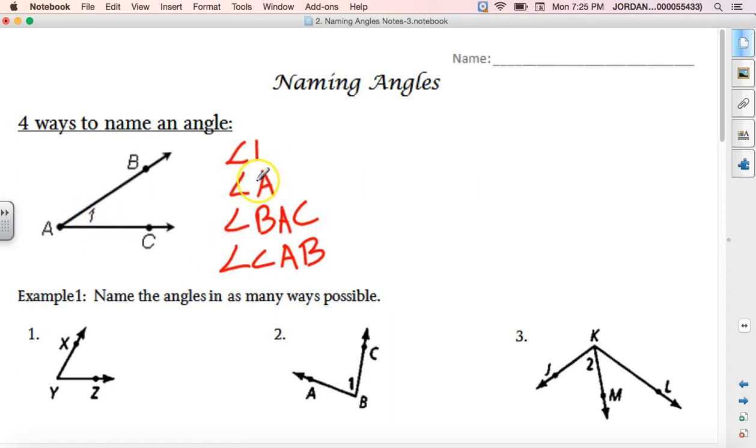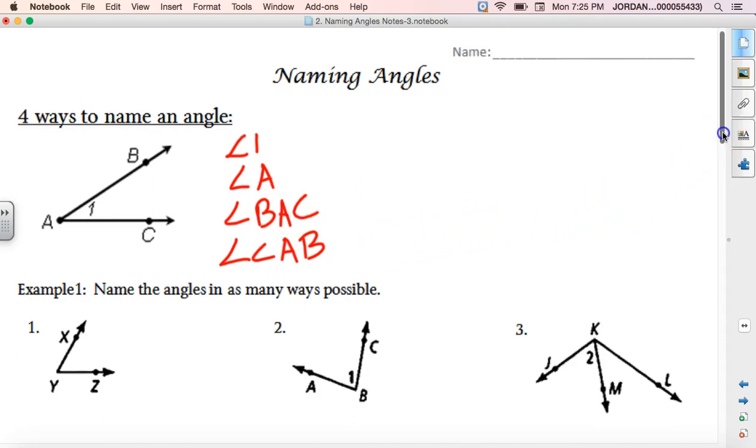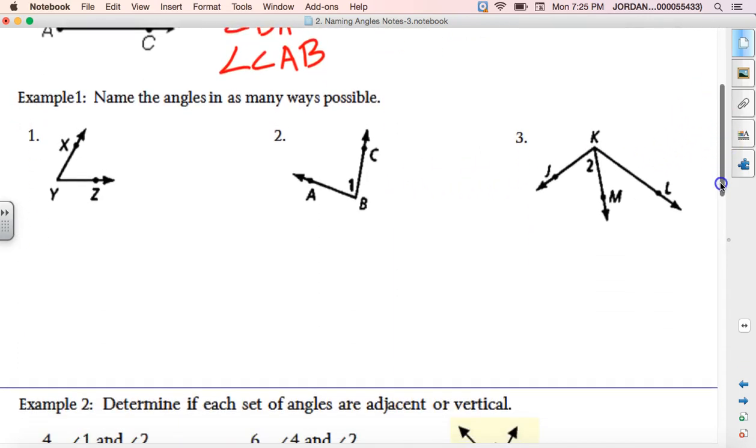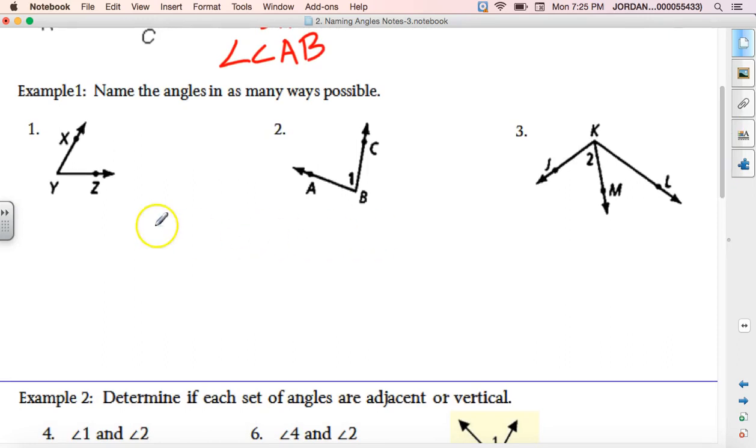You might say, well, why would we use all this if we can just use one letter? Well, sometimes, like we'll see in some of these other examples, there are multiple angles with this letter, and you've got to be able to distinguish one from another. That'll make more sense here in a second when I show you. So let's practice right here on naming these angles in as many ways as possible.